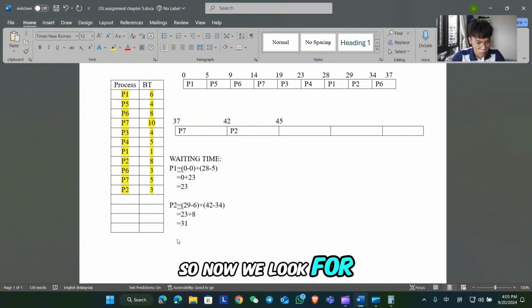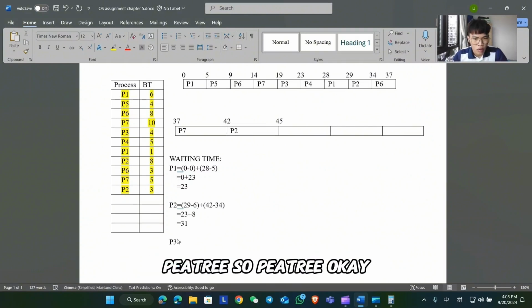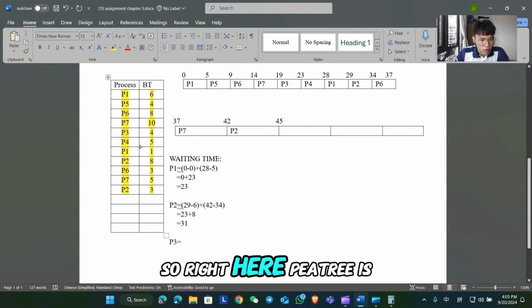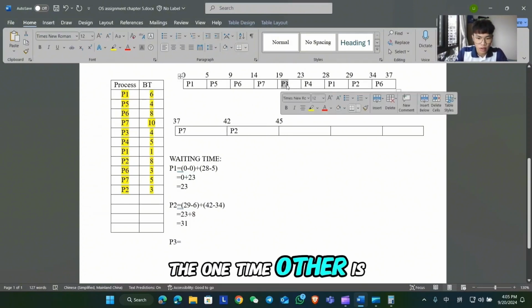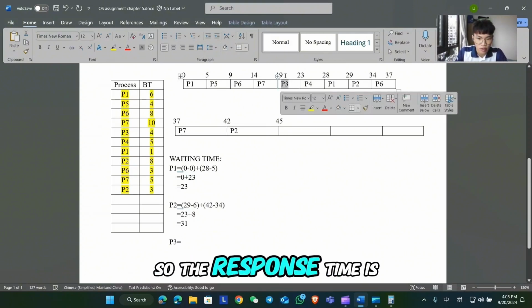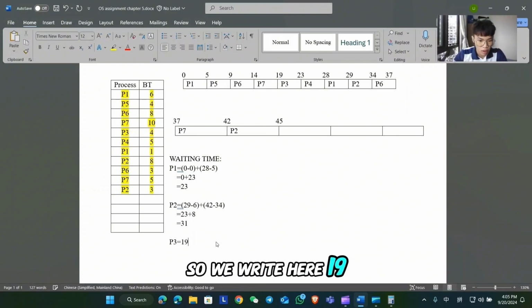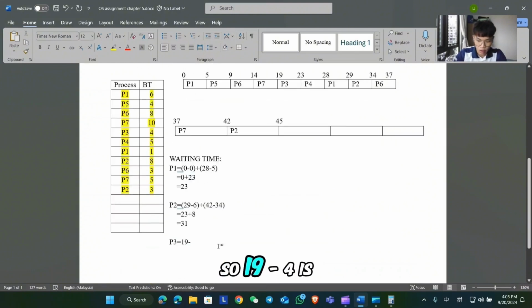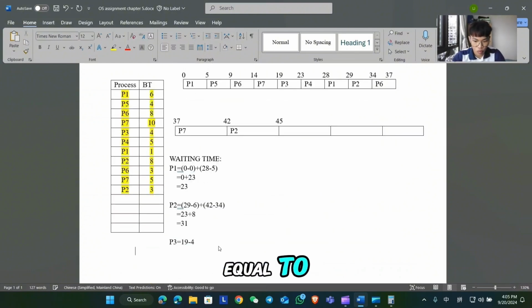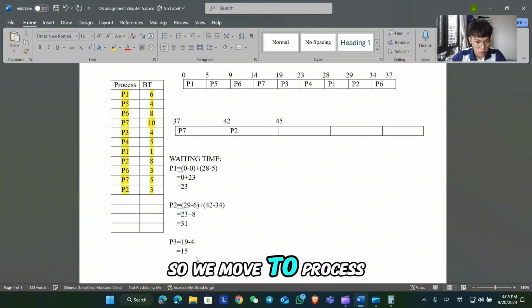Now we look at P3. The burst time of P3 is 4, so it is only executed by the CPU 1 time, over here. So the response time is 19. We write 19 minus the arrival time. The arrival time for P3 is 4. So 19 minus 4 is equal to 15.